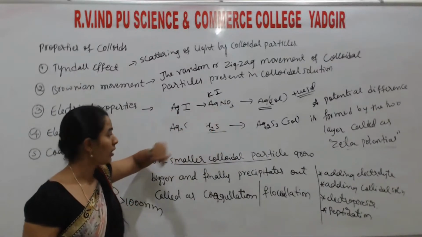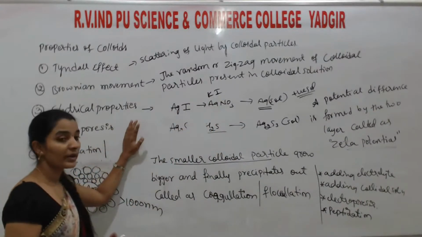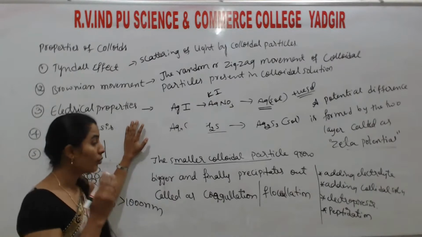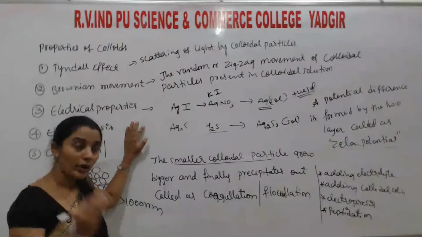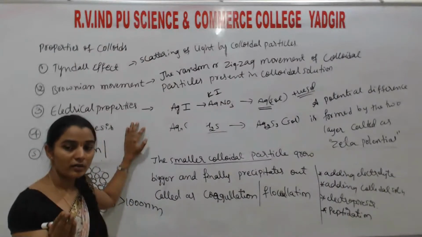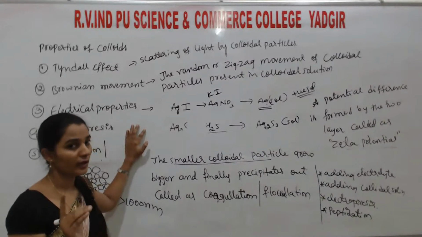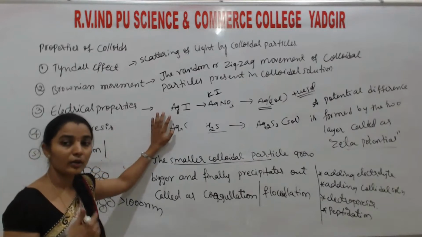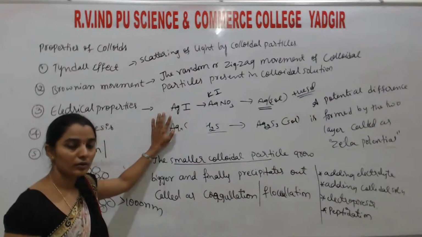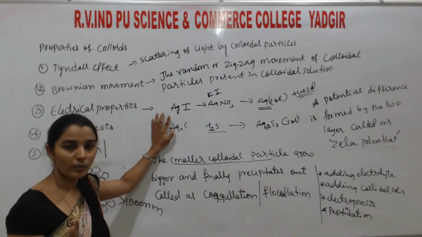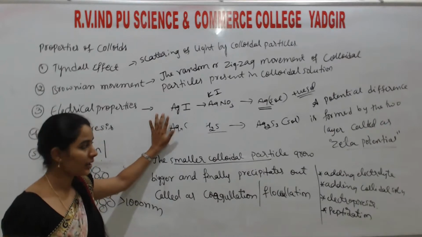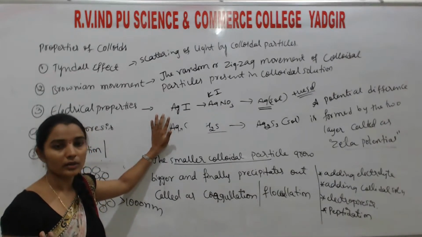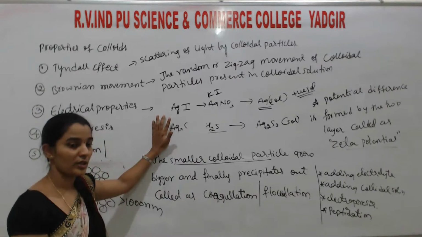But next, electrophoresis means by applying electric current, the movement of colloidal particles towards anode or cathode by the influence of electric current. Next, coagulation is the smaller colloidal particles growing bigger and bigger to form a precipitate. That is called flocculation or coagulation. All these definitions are important.